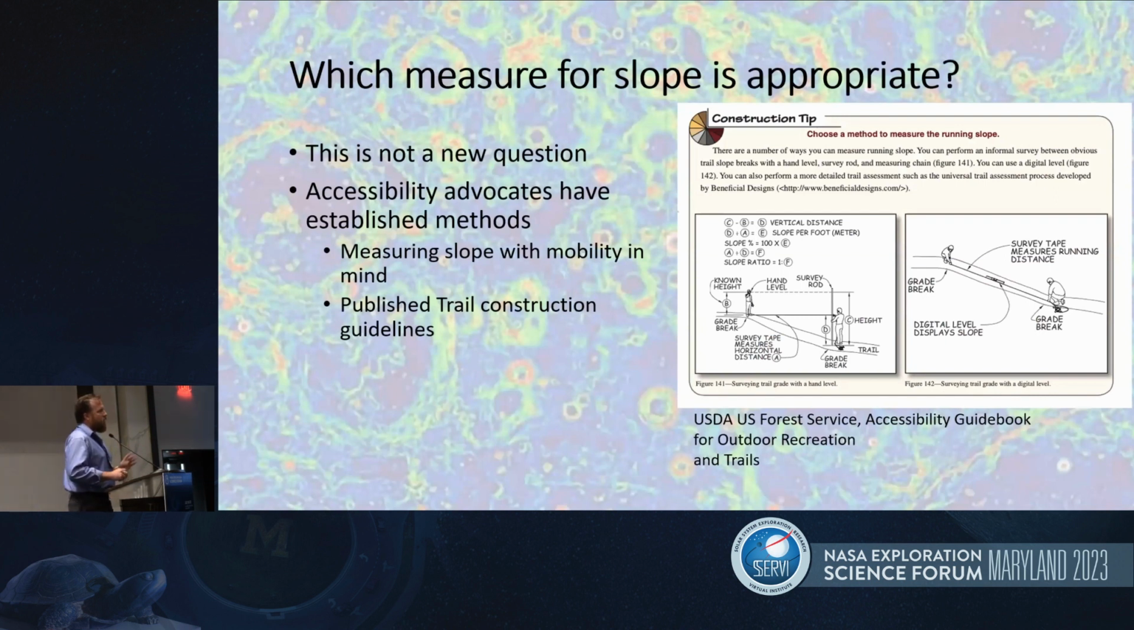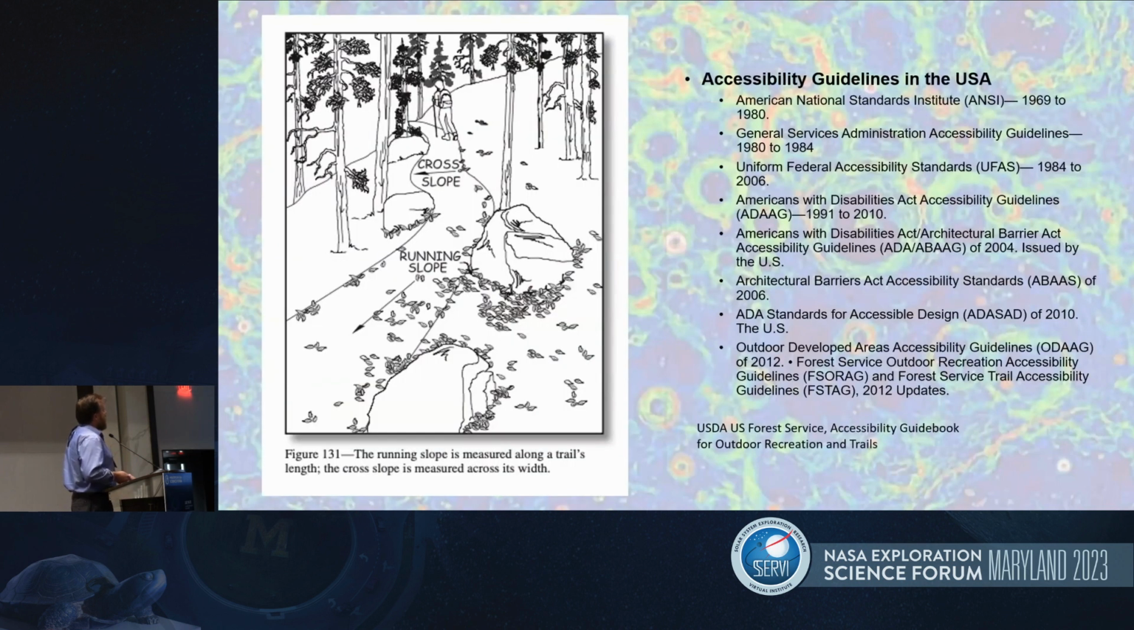Turns out this is a solved problem. Accessibility advocates have figured this out. If you've ever wondered how folks measure a sidewalk for slope, or how folks measure a path that you have heard is advertised as ADA compliant, they have a standard method for doing that, and they've published these trail guidelines in a number of different accessibility guidelines over the past few decades.